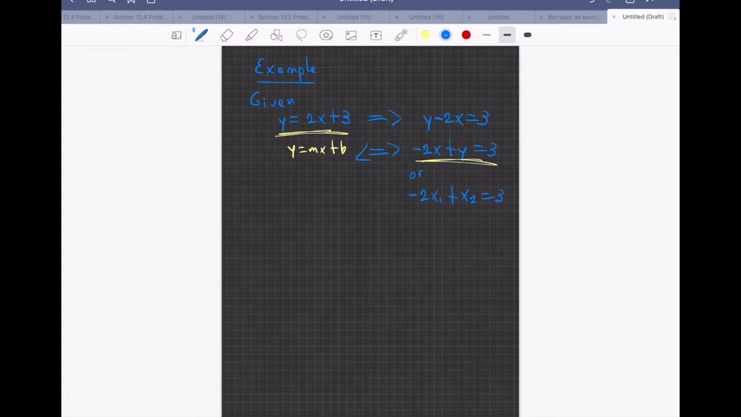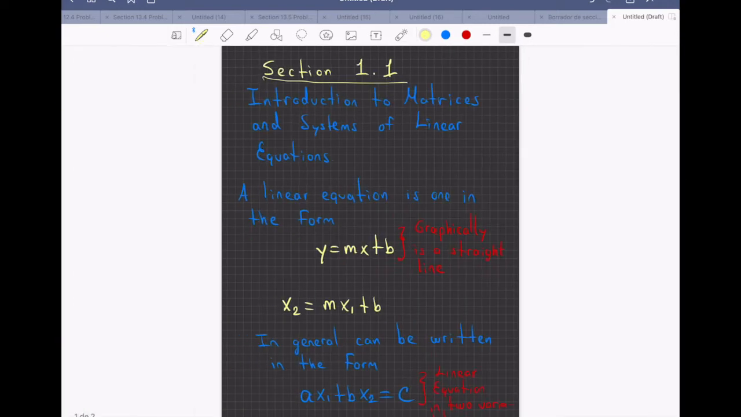So this form has the form ax1 plus bx2 equal to c. The point of this is that any linear equation in the form y equal to mx plus b can be written in the form ax1 plus bx2 equal to c. So a linear equation in two variables is essentially graphically a straight line.